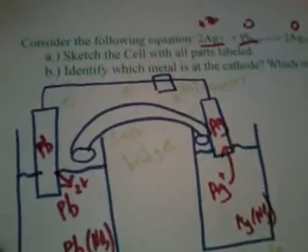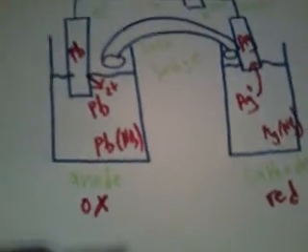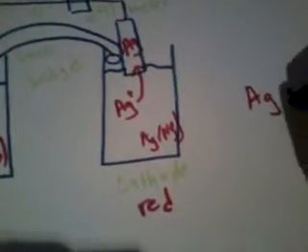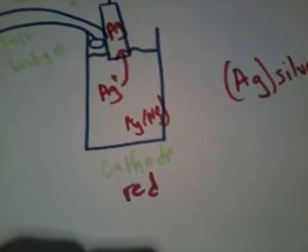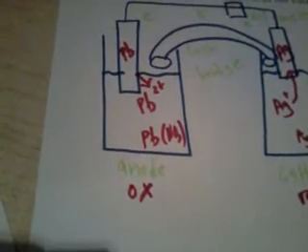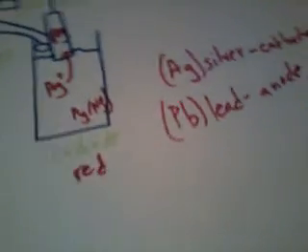Part B says, identify which metal is at the cathode and which metal is at the anode. Now that we have our diagram, it would be easy to tell. So which one is at the cathode? We have Ag. So silver is at the cathode, and then we have lead, Pb, at the anode. So that's all we have to do for this problem.